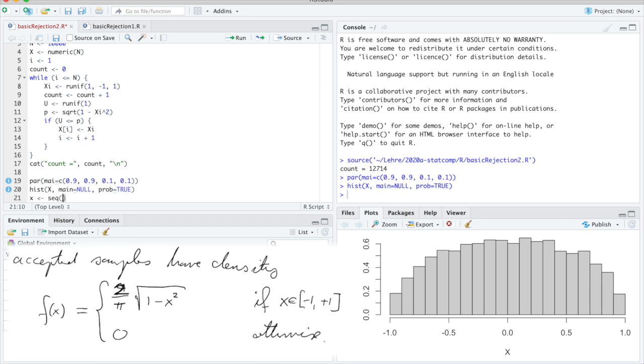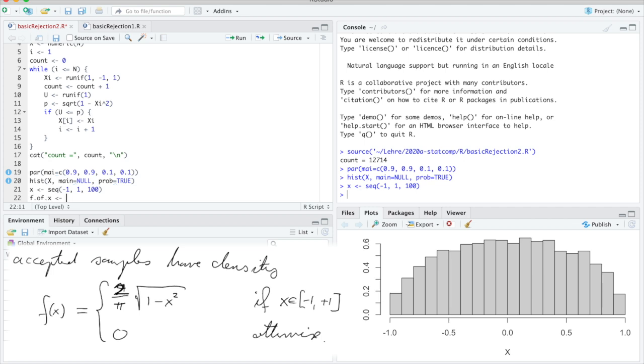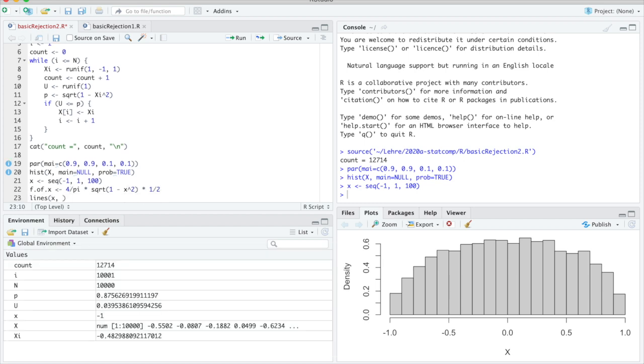So let's plot f. Again, we need to decide on a range, and here the range is clear. We should do that from minus 1 to 1. Then f of x is 1 over Z. Now we need to remember Z was pi over 4. So 1 over Z is 4 over pi times p of x, so that is square root of 1 minus x squared, times the proposal density, and we said this is 1/2. That should be f of x, and then I plot x against f of x as an additional line in this plot. Let's try a red line with line width 2 pixels.